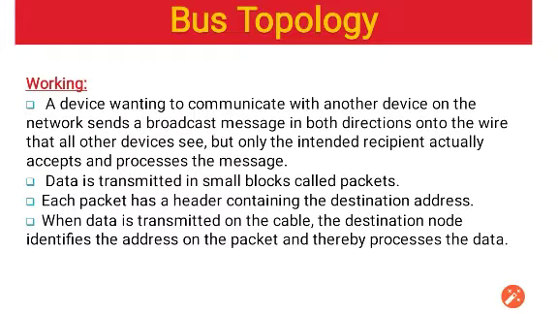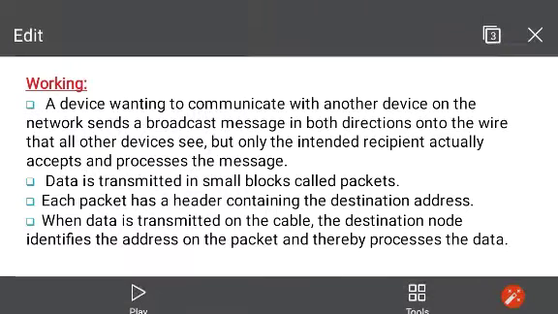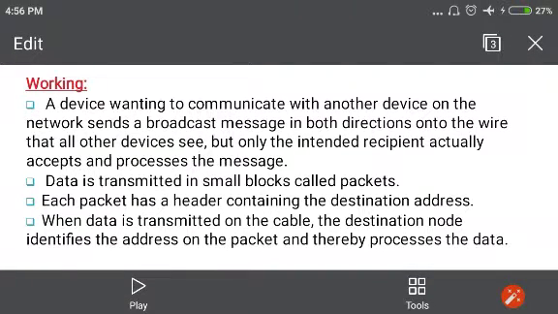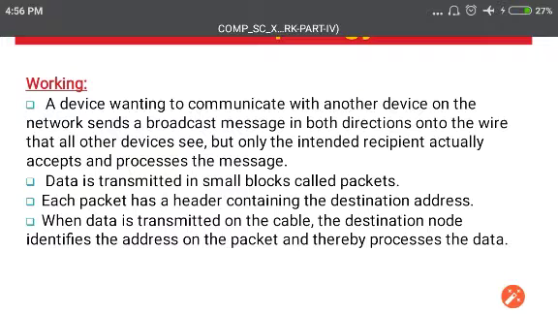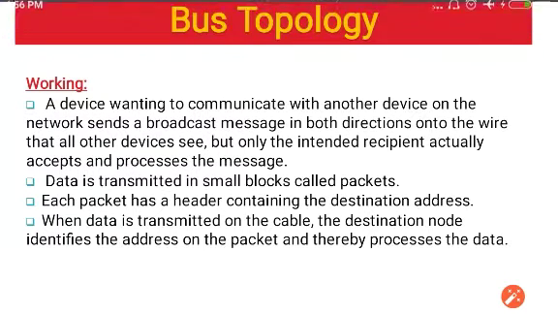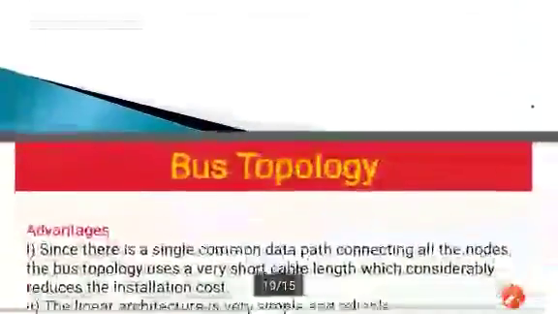Or in brief, you can say the whole message is divided into small blocks called packets, like packet switching is done in the same way. The packet has a header containing the destination address that I have already explained. So when this data is transmitted on the cable, the destination is identified by the address on the packet and thereby it processes the data. So this is the whole working.